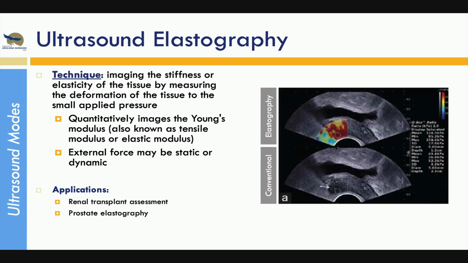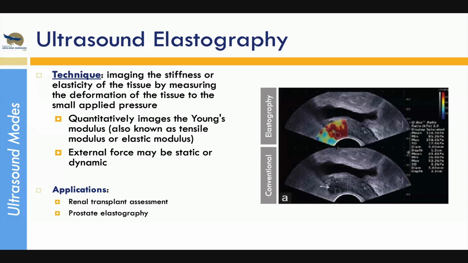The deformation of tissue to a small applied pressure is measured. And this external force could be static or dynamic. That's a sort of digital DRE, and this is all generated by the probe. Aside from measuring in the prostate, there's potential for this to be used, for example, in renal transplant.